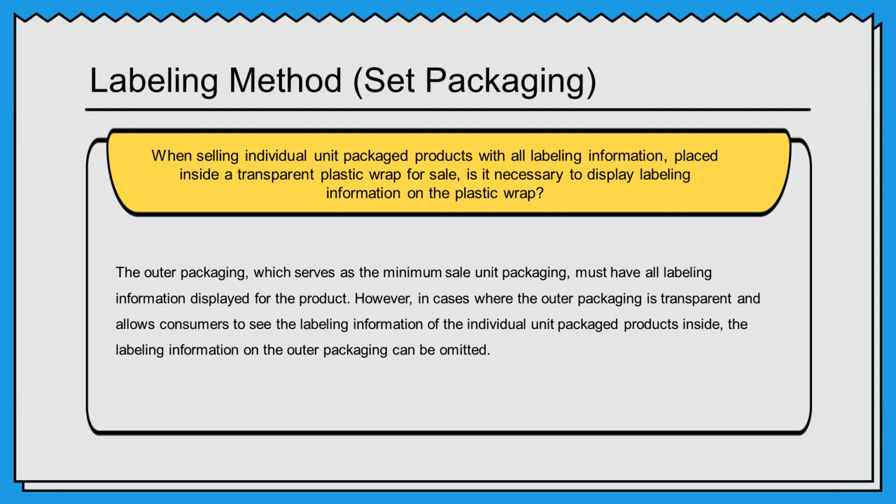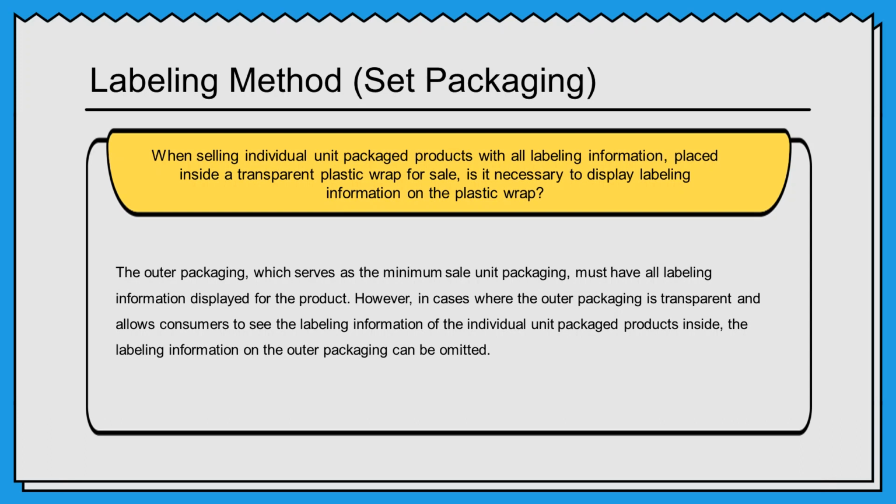Here are some tips related to minimum selling units. This is about the set packaging. Since the sale unit is the plastic wrap outer packaging, all labeling information for the product must be displayed on the plastic wrap outer packaging. However, if the outer packaging is transparent and allows consumers to see the labeling information of the individual unit packaged products inside, the labeling information on the outer packaging can be omitted.